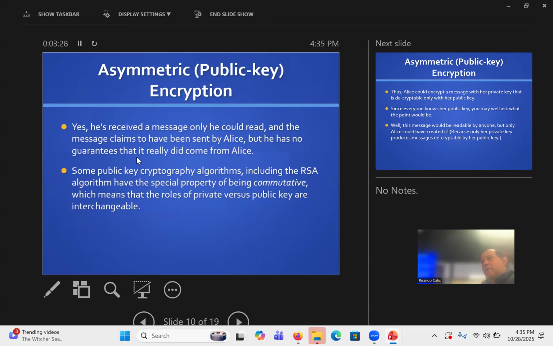So this is where now it's kind of flipping to authentication, right? So yes, he received a message only he could read, and the message claims to have been sent by Alice, but he has no guarantees that it really did come from Alice. Do you see that? So that's now the current problem.